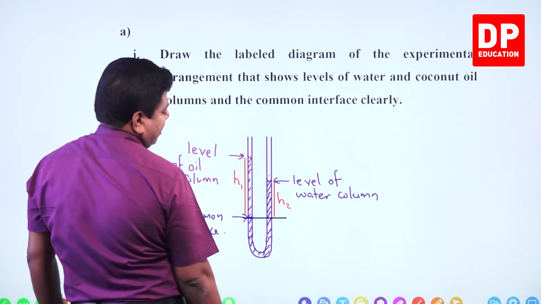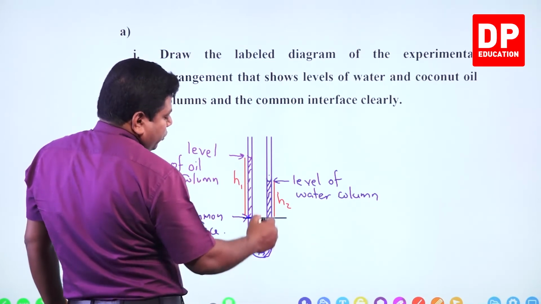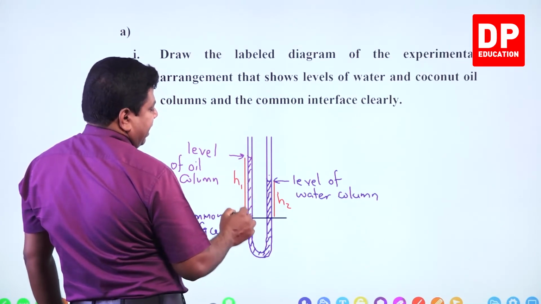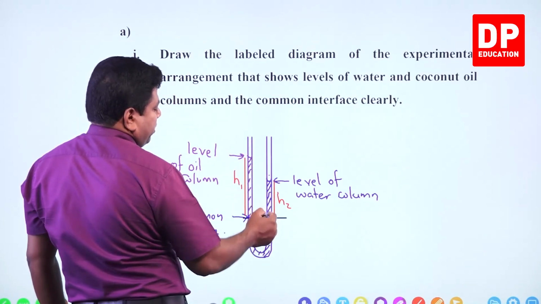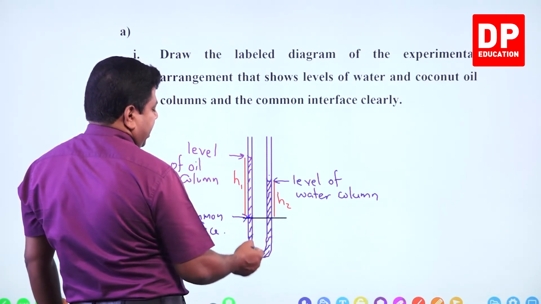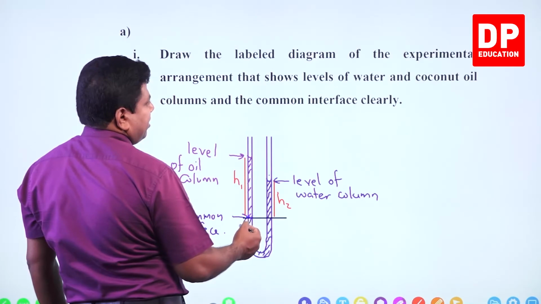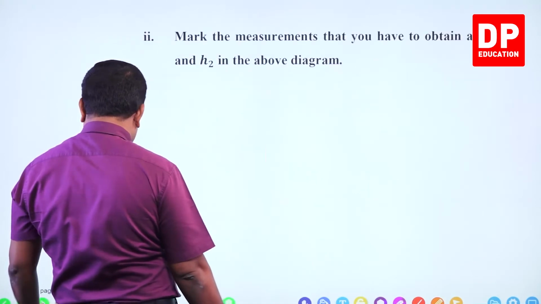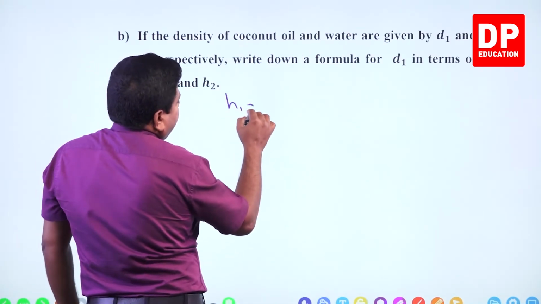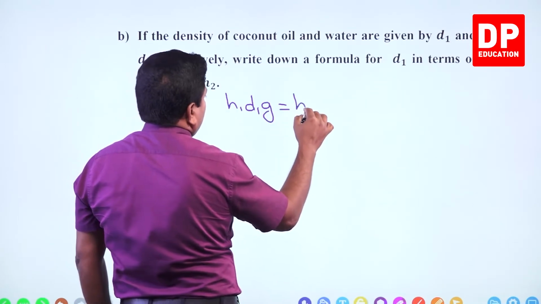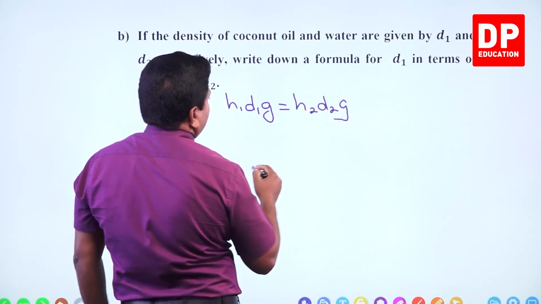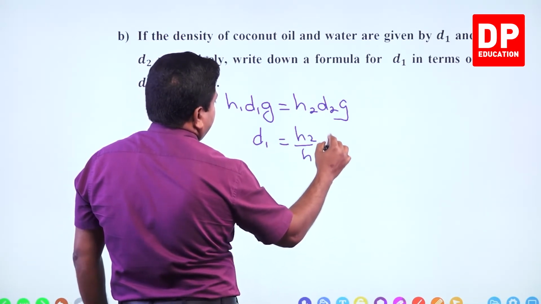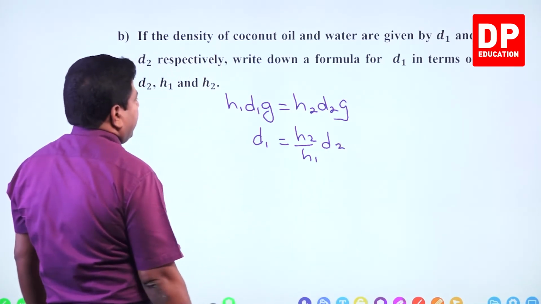They didn't ask you to derive it, they simply asked you to write down the formula. Otherwise, if they say derive, you mark this point as A. Pressure at A has to be written first. Pressure at B has to be written next. Then you have to say PA and PB will be equal because it's the same horizontal level within the liquid. Equating that, you have to derive it. Here straight away we can write it. Look at this. H1 D1 G equals H2 D2 G. From this D1 will be equal to H2 over H1 into D2. Correct?